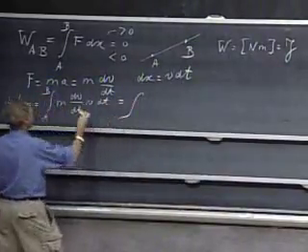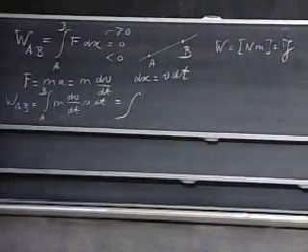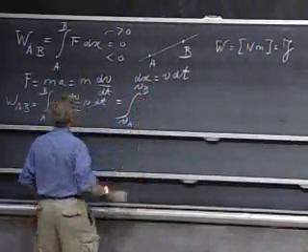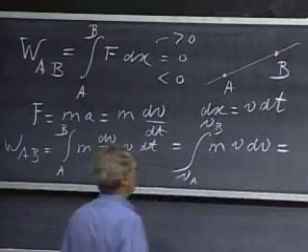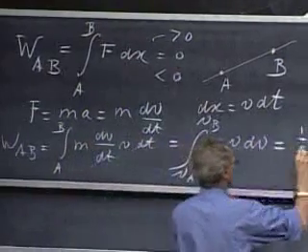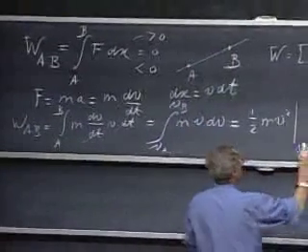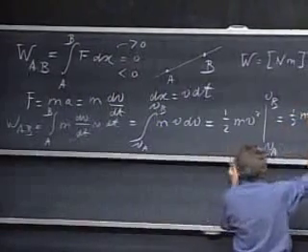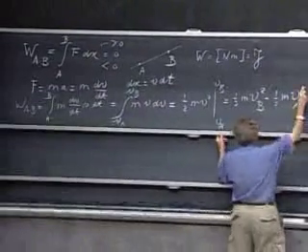And look what I can do. I can eliminate time, and I can now go to an integral over velocity, the velocity VA to the velocity VB, and I get m times v times dv. That's a very easy integral. That is 1/2 m v squared, which I have to evaluate between VA and VB, and that is 1/2 m VB squared minus 1/2 m VA squared.